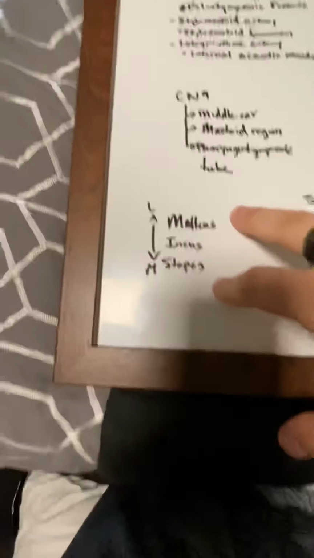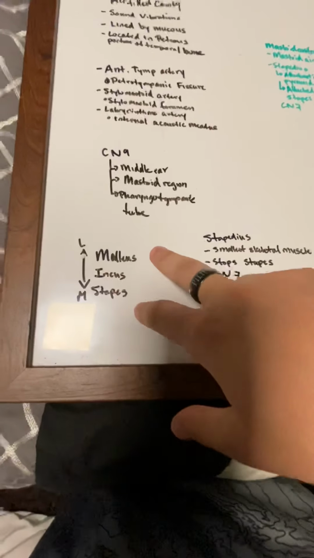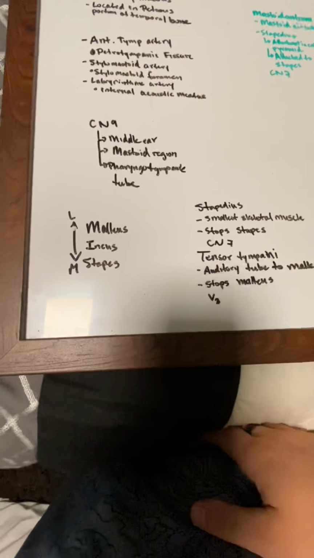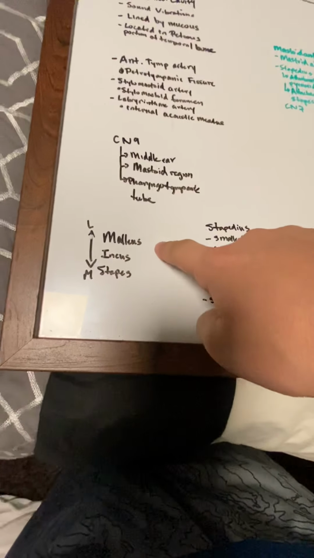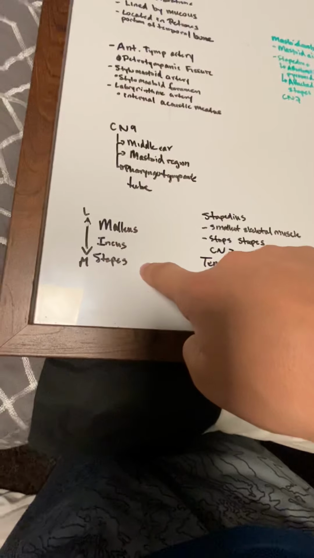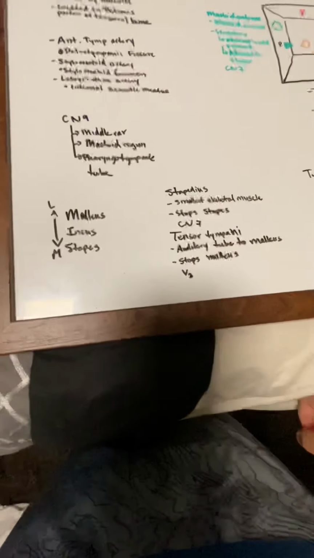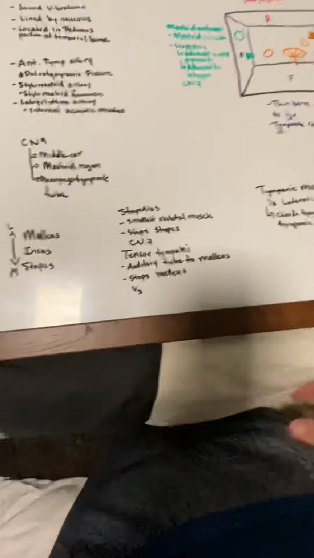We were asked to know these from lateral to medial: malleus, incus, and then stapes, however you want to call them. Malleus is where the sound starts, and the stapes is the last bone to transfer the sound into the inner ear.